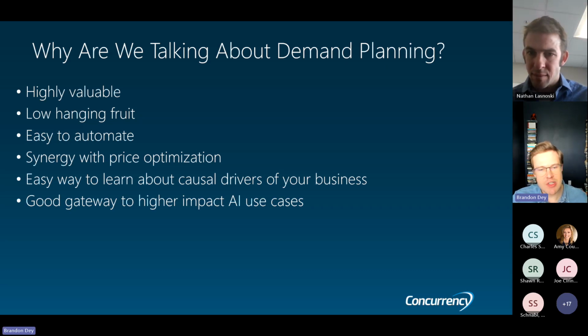Because it's been around for a long time and it's fairly easy to get started, it's a good gateway into higher impact AI use cases. And that's important because a lot of folks are trying to organize resources to invest in an in-house AI capability. You don't want to bite off too much to chew at once. And so where do you start? You want to think big, start small, and demand planning is sufficiently small to get rolling with.